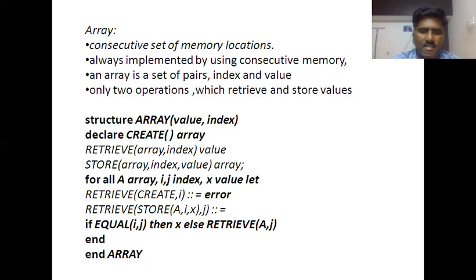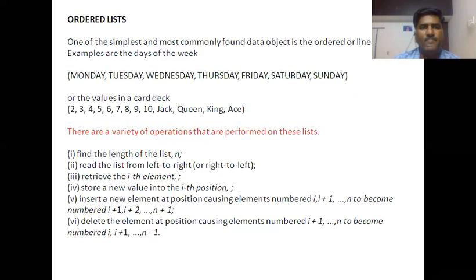Okay, you understand this? Right. Next ordered list. Okay, so ordered list, one of the simplest and most commonly found data object is the ordered or linear list. Okay, so linear list is stored in a consecutive manner. This is called linear list. Example are the days of the week.